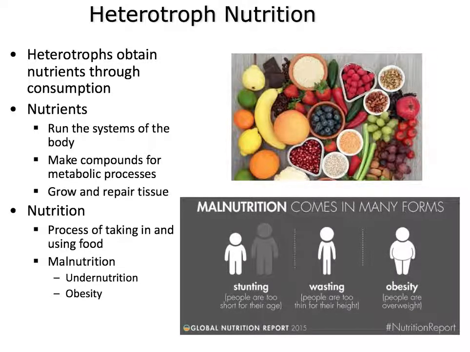Malnutrition, mal meaning bad, is what happens when you don't have proper nutrition. It includes undernutrition, where an individual will suffer in terms of growth and in terms of their health. And then obesity is the other extreme of malnutrition, where too many nutrients are consumed and people become overweight, and there's health consequences associated with obesity as well. And that is a huge problem in the United States currently.